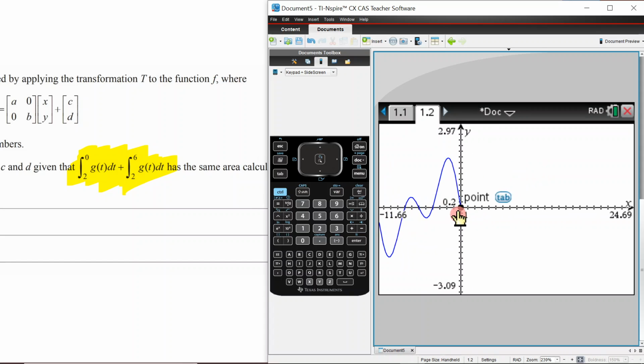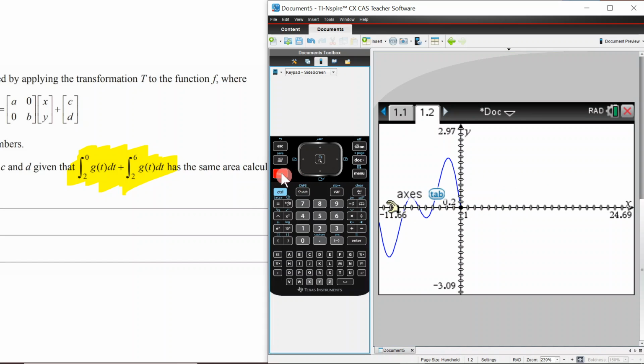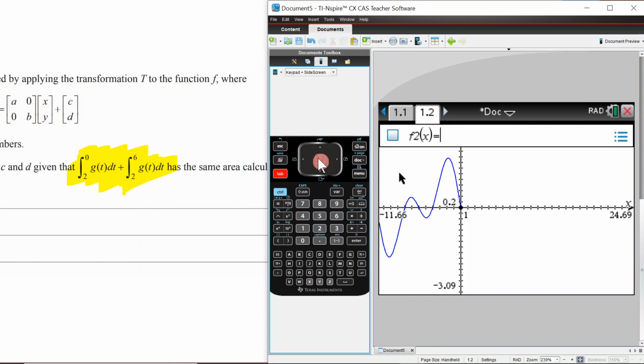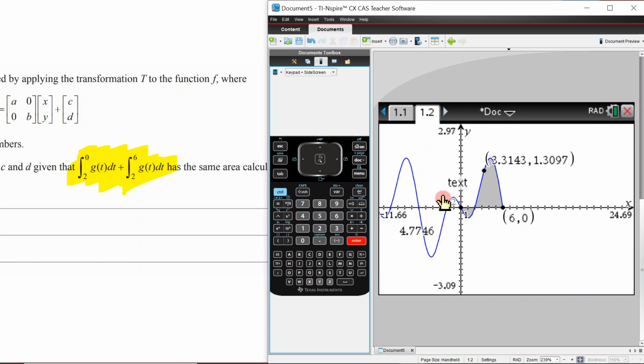Now I need to move it 6 units to the right. So I go tab, tab, tab, up. I'm going to move it 6 units to the right. So that means, let's not mess this up, let's put this in brackets. I'm going to put a -6 here. Have to put a bracket there. Perfect. All right, that's exactly what we wanted.